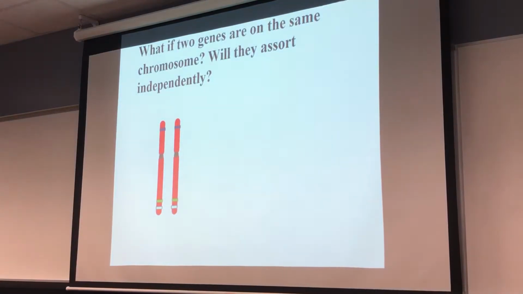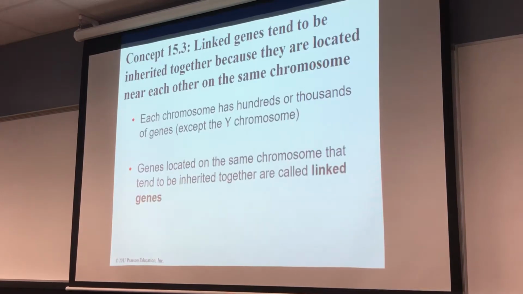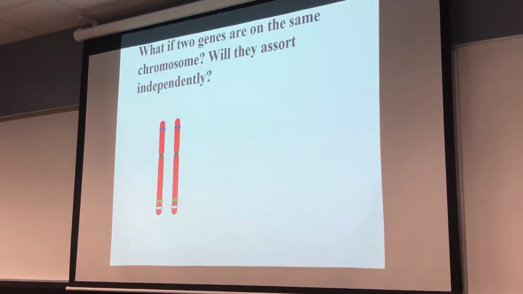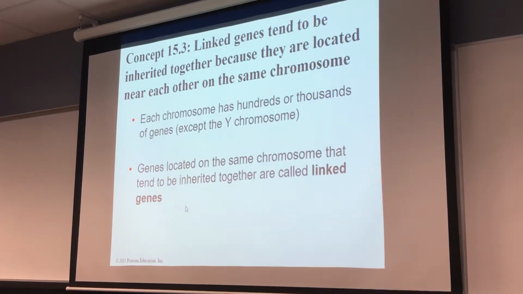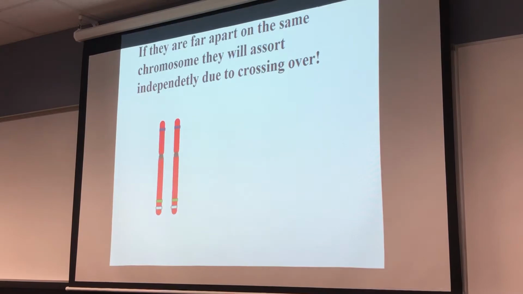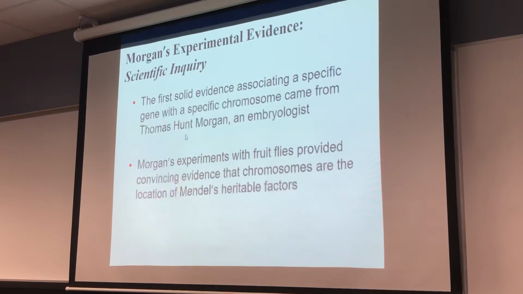Here, if two genes are on the same chromosome, will they assort independently? If they are really close with one another, then they are known as linked genes. So they will assort as if they were dependent on one another because they are really close. So those are the linked genes. If they are far apart on the same chromosome, they will assort independently due to the crossing over. So if they are really far apart on the same chromosome, then independent assortment.